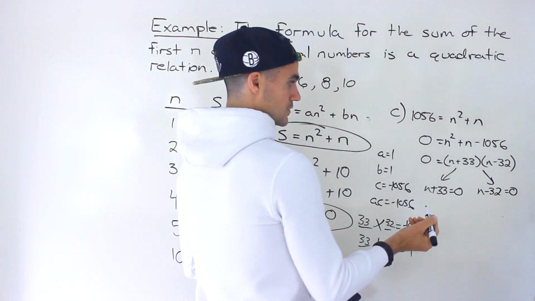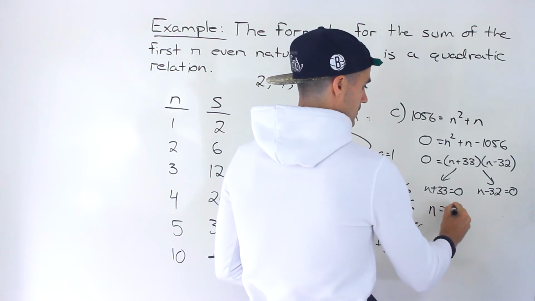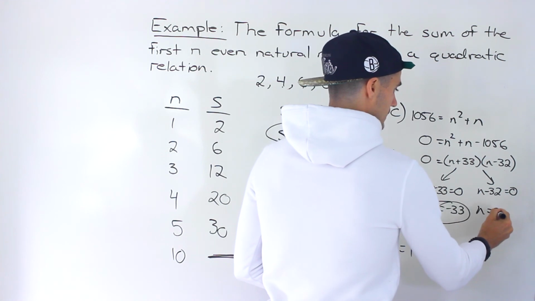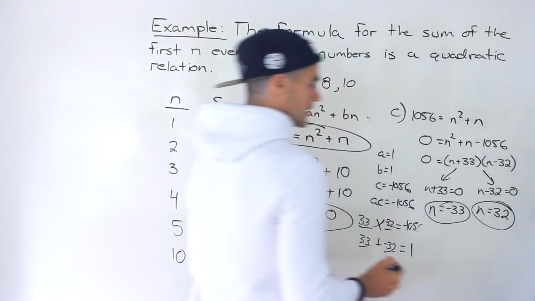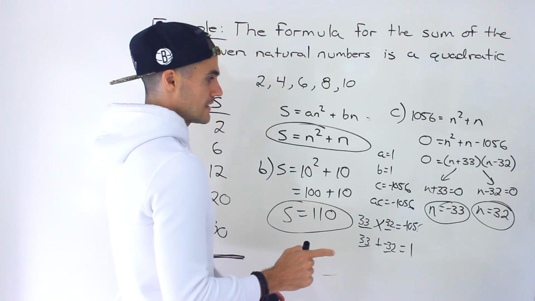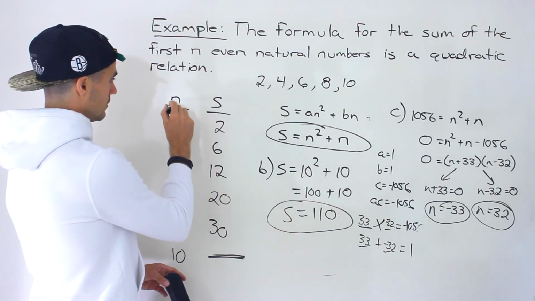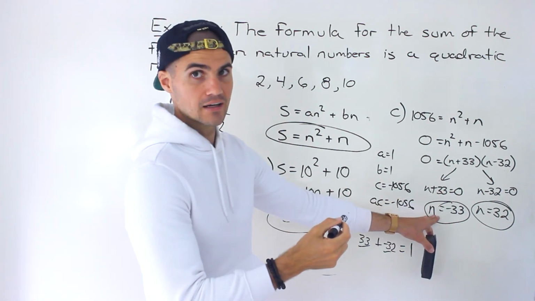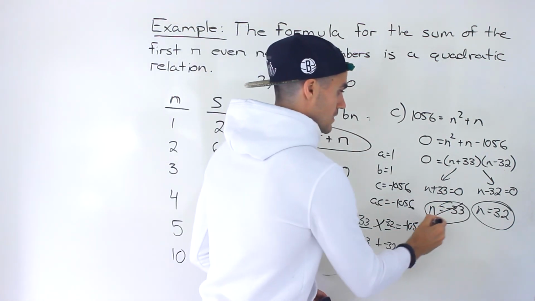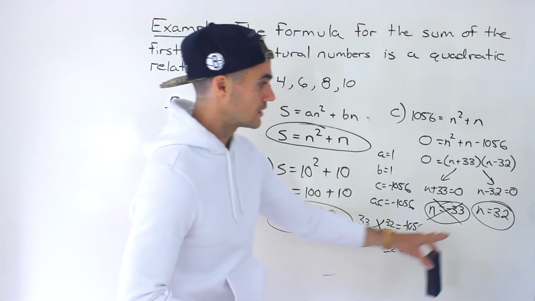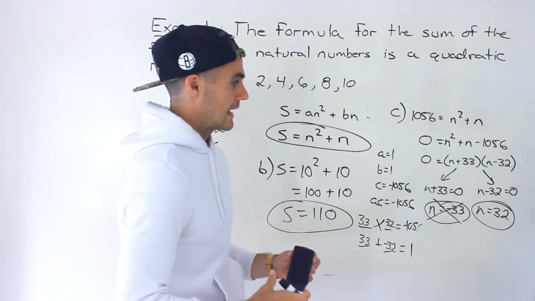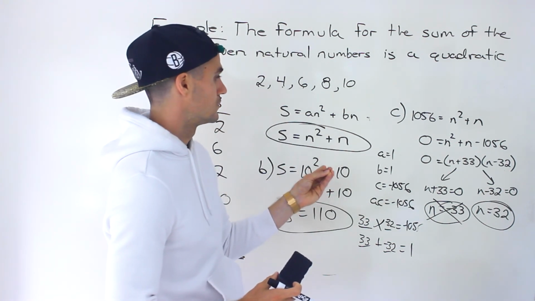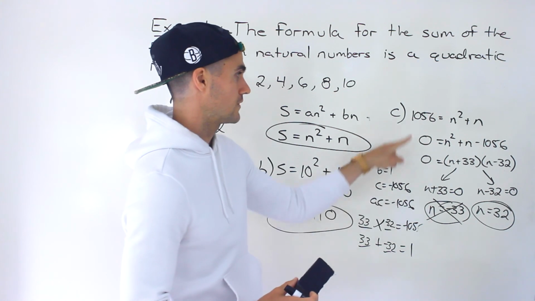Okay, and so from here, we have to find out when those factors equal 0. This is happening when n is negative 33, and this is happening when n is 32. But remember, what is n? N is the number of the first n even natural numbers. Well, we can't have a negative value. That wouldn't make sense, right? So the answer ends up being 32, meaning that the sum of the first 32 even natural numbers is 1,056.